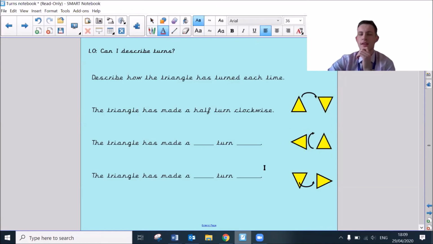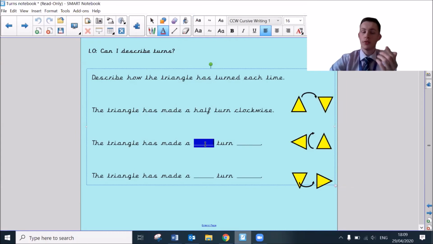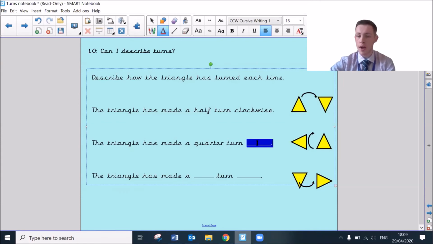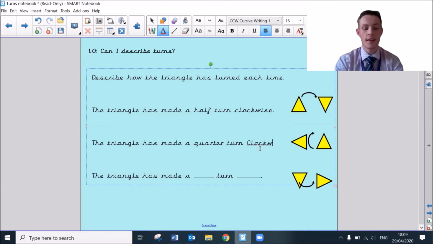Have a think. It was a quarter. It's done a quarter turn. Now, using the arrow again, is it facing right, our arrow, or is it facing left? Well, we can see our arrow's facing to the right again, which means it must have done a quarter turn clockwise. So that must be our sentence. The triangle has made a quarter turn clockwise, full stop.